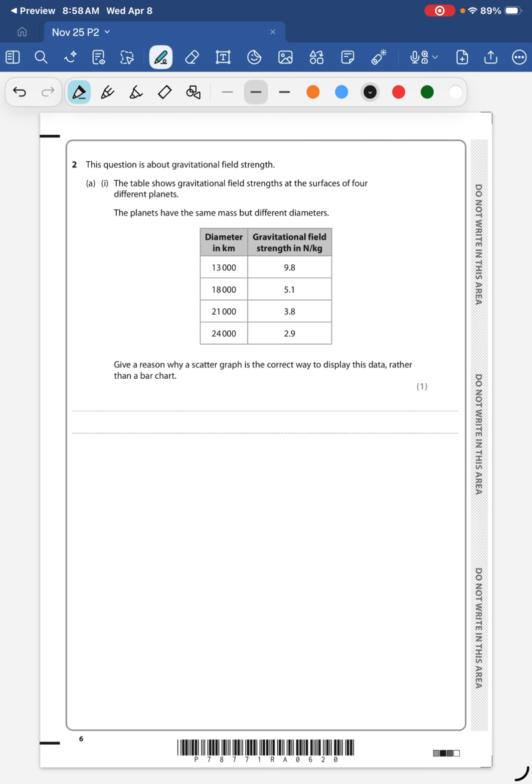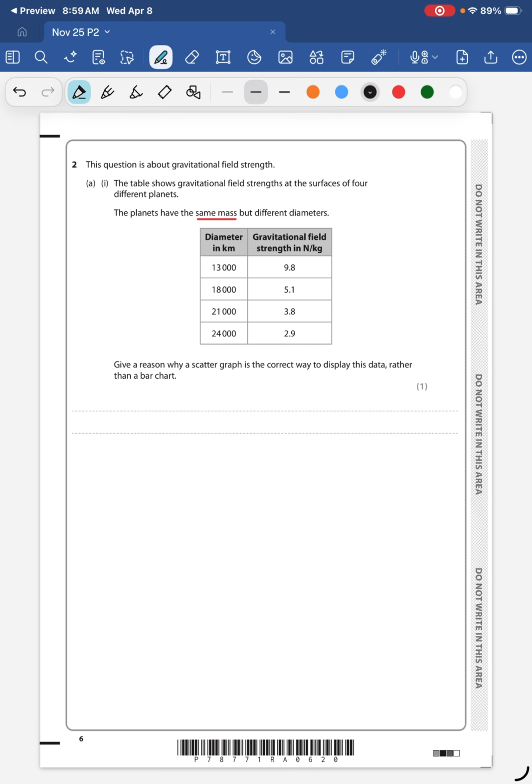Okay, so the table shows gravitational field strengths at the surface of 4 different planets. The planets have the same mass but different diameters. Okay, so this is actually a key here. So the same mass, and you will see how that is important in a moment. So let's move to the first question, and you can see that the first planet here is Earth, pretty much.